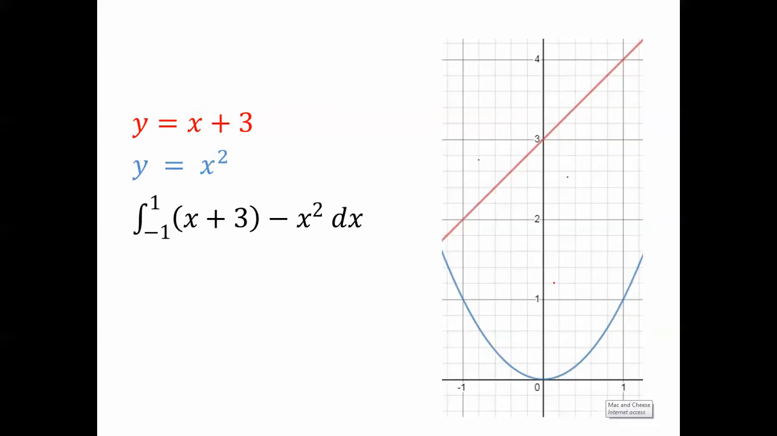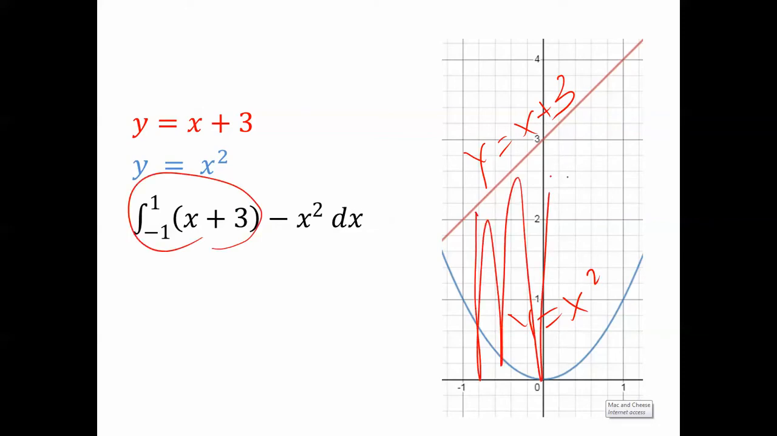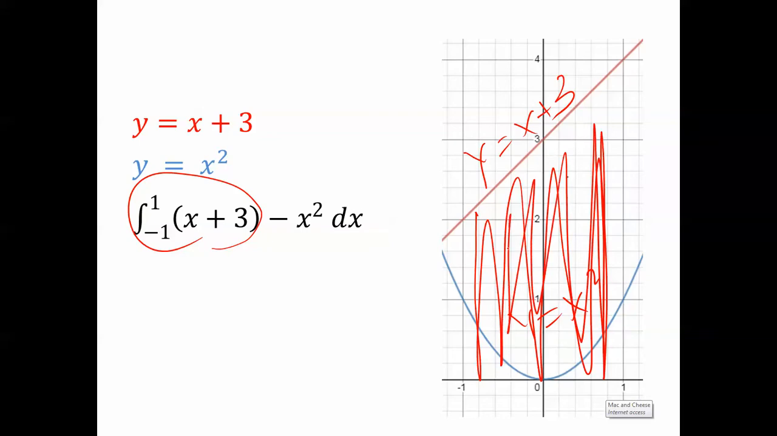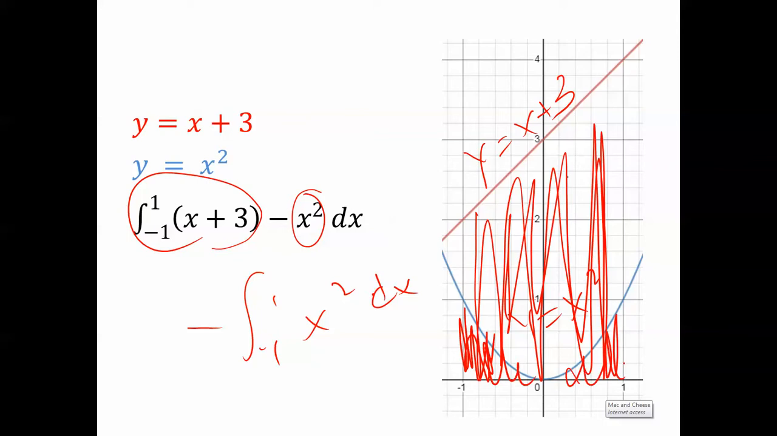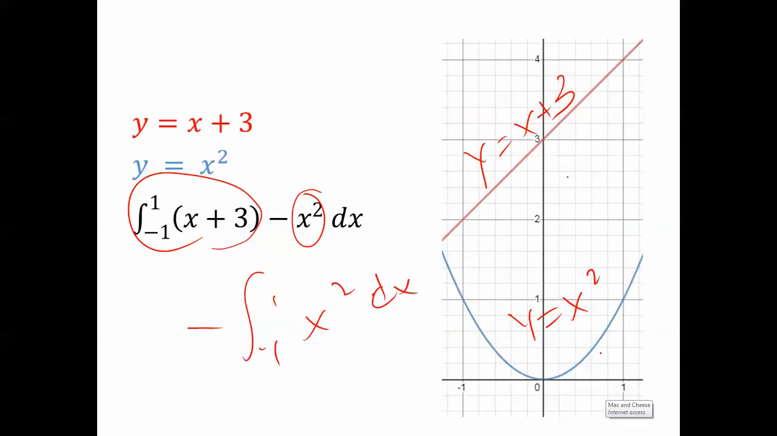And here's why. This is the graph of y equals x plus 3. This is the graph of y equals x squared. This first part of the integral, x plus 3, that's going to be all of this area. It's the area under y equals x plus 3. And what we're subtracting is the integral from -1 to 1 of x squared dx. That's going to be just this part over here. So when you take the entire area and subtract off this part, here's what you end up with. You just end up with this part over here.